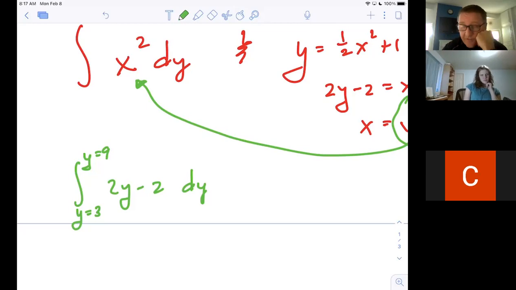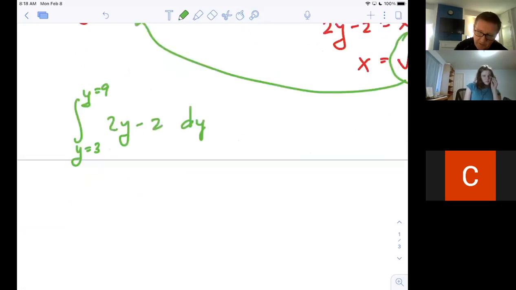So what this equation is going to do is take care of the fact that our x value is going to get smaller and smaller as you move down. Let's see what this results in. That's a pretty easy integral to take. The integral of 2y is y squared. The integral of 2 is 2y. I can evaluate that at 9 and at 3.